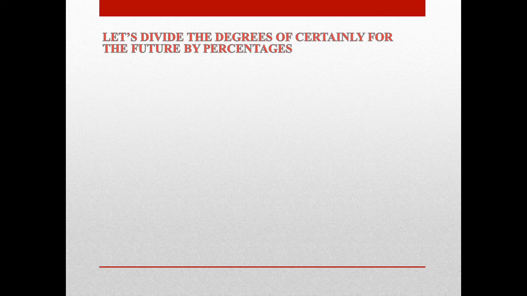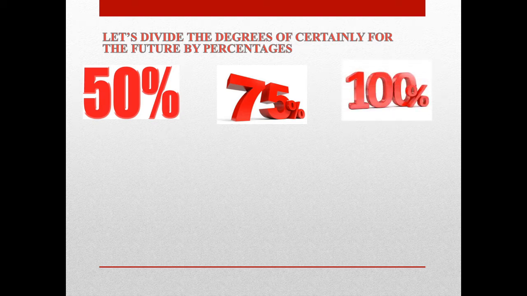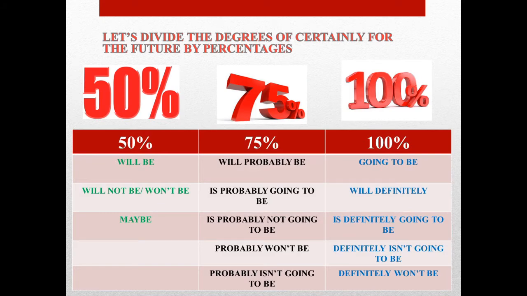Let's divide the degrees of certainty for the future by percentages. The first one is 50%, 75%, 100%. Okay, when I say percentage, this means the probability something happens. For example, if I say, I will be a good teacher, there is a 50% that happens or that doesn't happen. And if we are a little bit more sure, we are going to use the degrees of certainty for the future, but with the 75%.